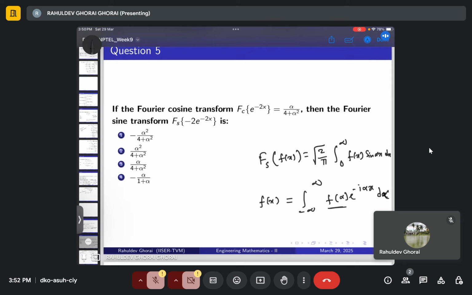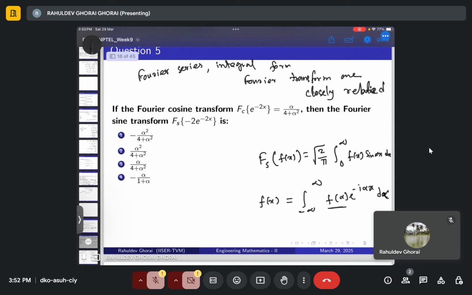Okay, Fourier series and integral form and Fourier transform are closely related. That's what I wanted to say, related.